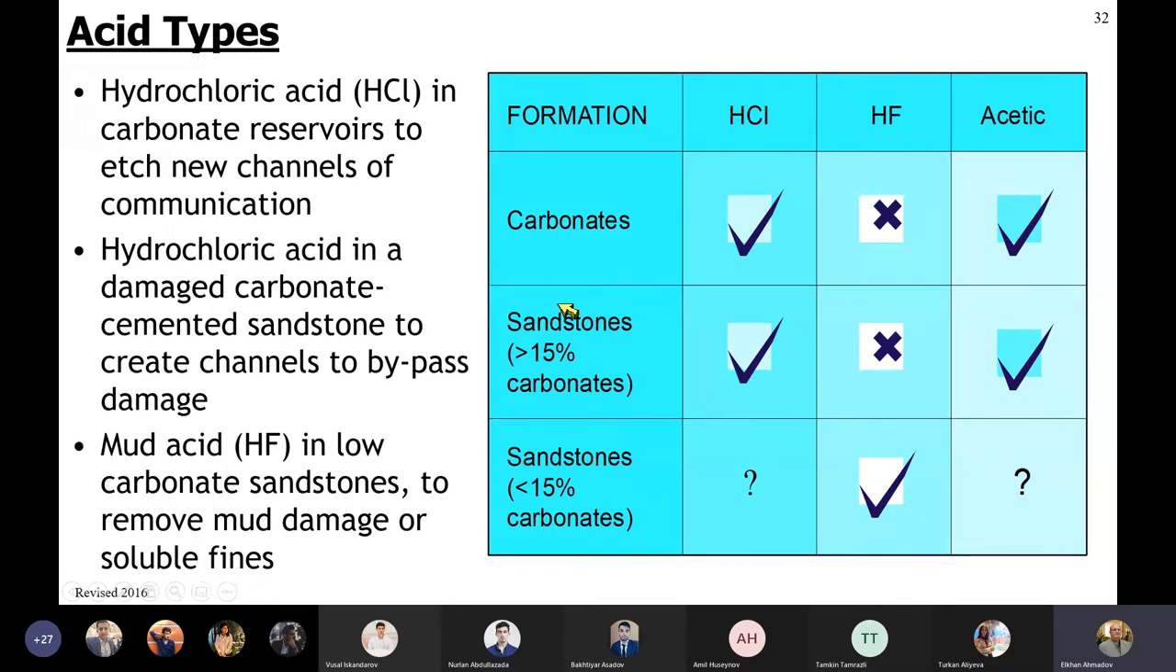And here you can see some guidelines for the acid types to be applied in different formations. In carbonates, we can use HCl and acetic acid, and never the mud acid or hydrofluoric acid, because there will be some precipitations of materials that will cause even more damage than it was before.